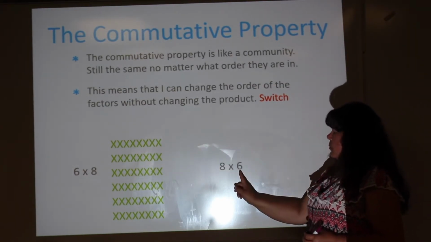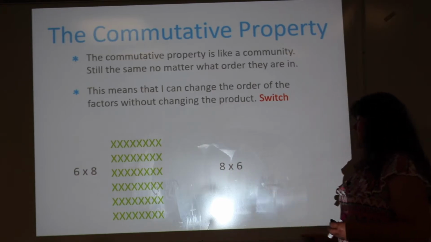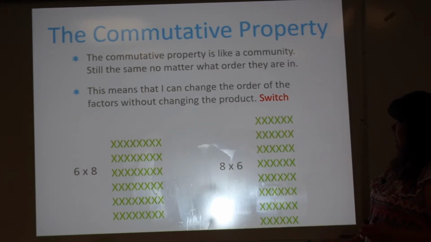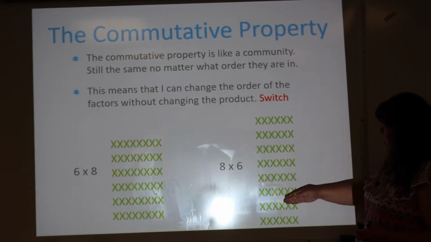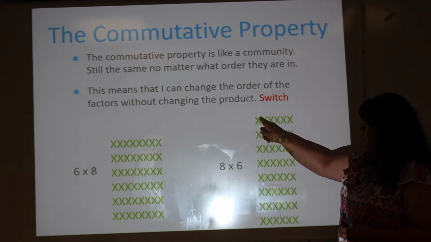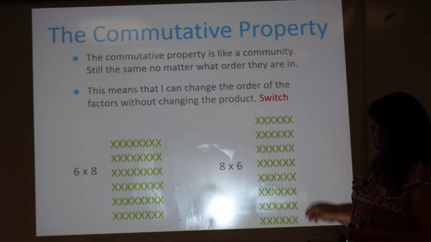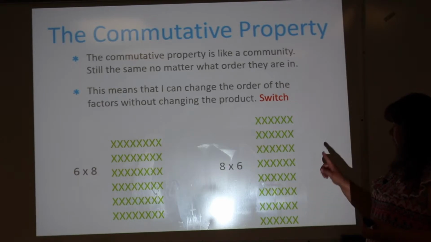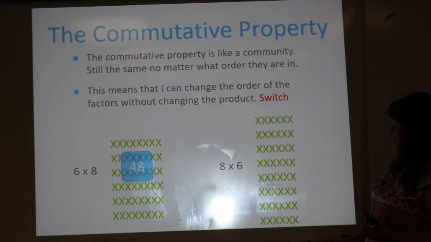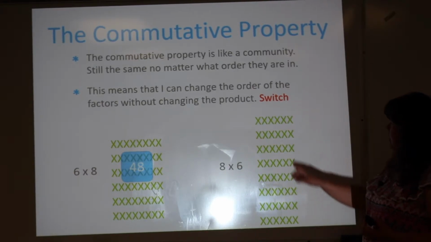Now we're going to switch the factors. 8 times 6 looks like this. It's taller because now I have 8 rows, and there are 6 in each of those rows. But I have the same amount in there. If I count them all up, there's still the same number in there. 48 in that one.